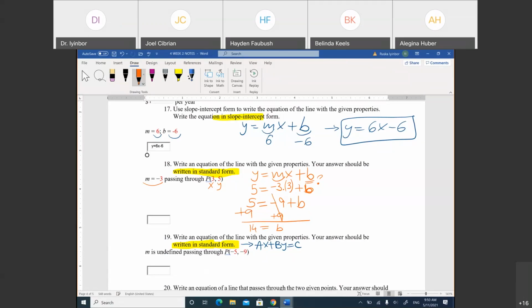Now, after you have b, you can write the equation: y equals negative 3x plus 14, right? This is the equation of the line, but it's not standard form. They want it in standard form. How are you going to get standard form? You need to move x and y to the same side. So this is slope-intercept form, and you need to go to standard form.